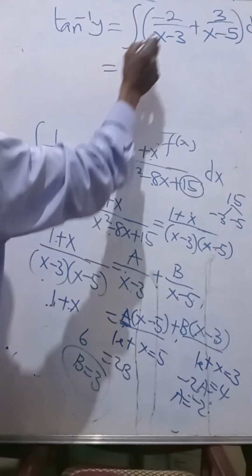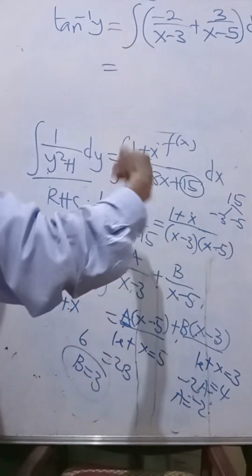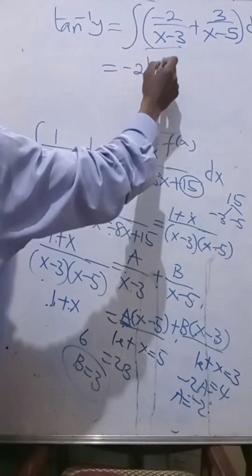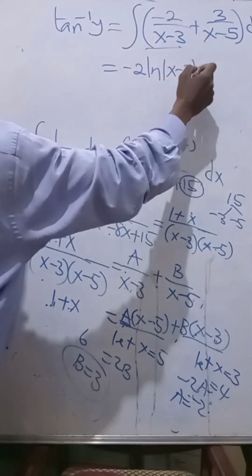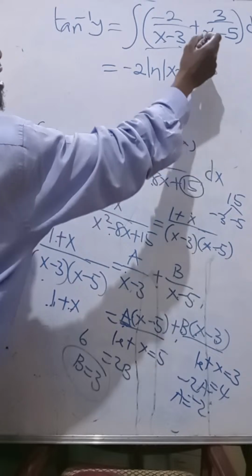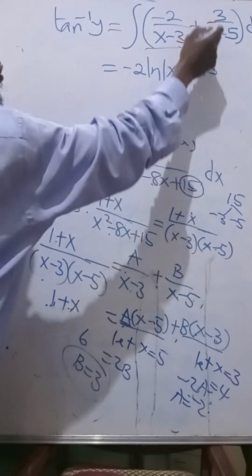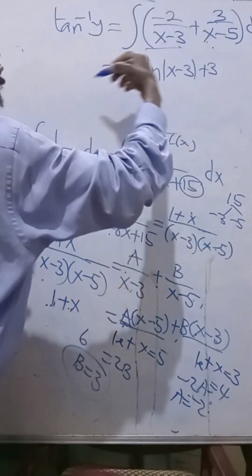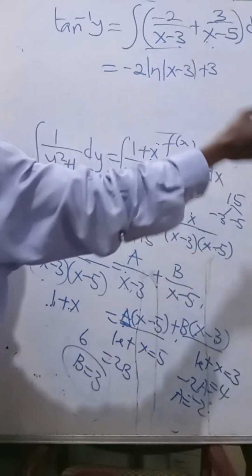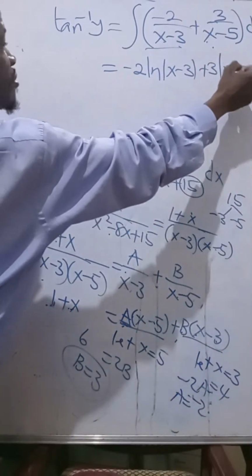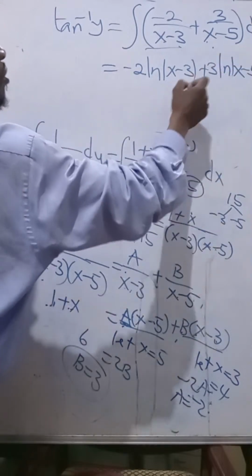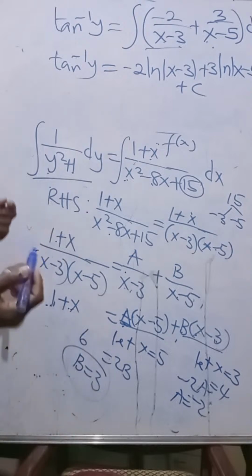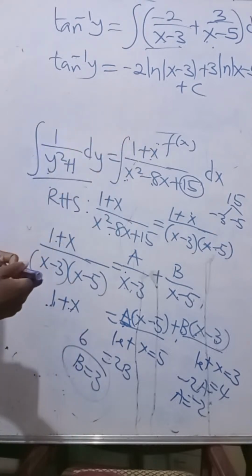So if you do the integral of a sum of functions, it will be the integral of each of those functions. So this will be minus 2 natural logarithm of x minus 3 plus 3, the integral of 3 over x minus 5. The 3 can go outside the integral, so you are having the integral of 1 over x minus 5. That's natural logarithm of x minus 5, and then plus c, arctan y.